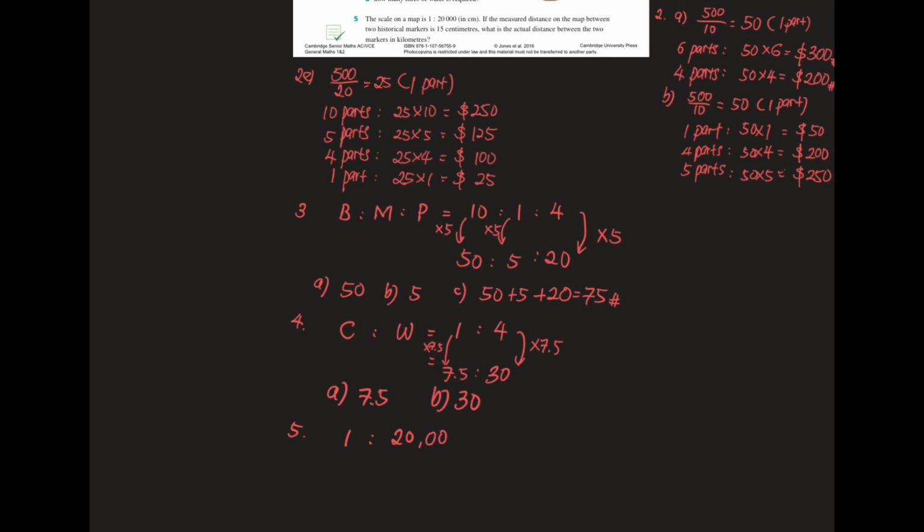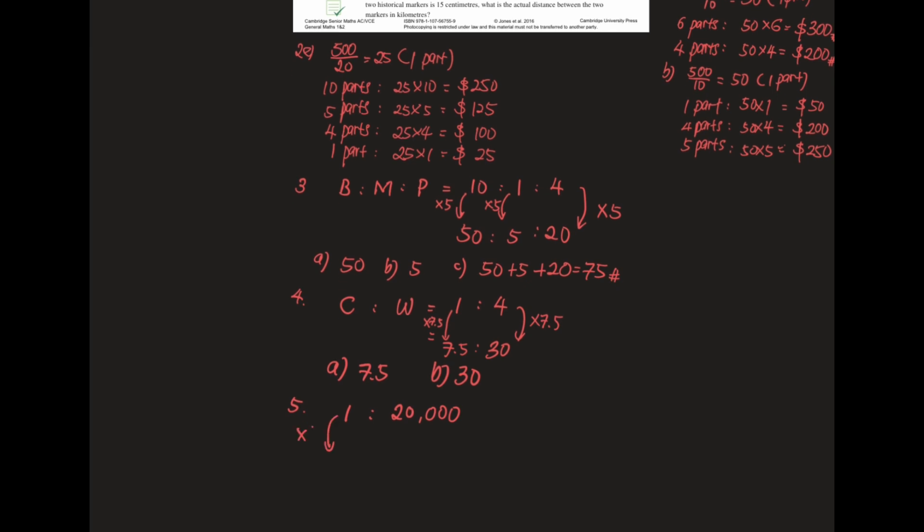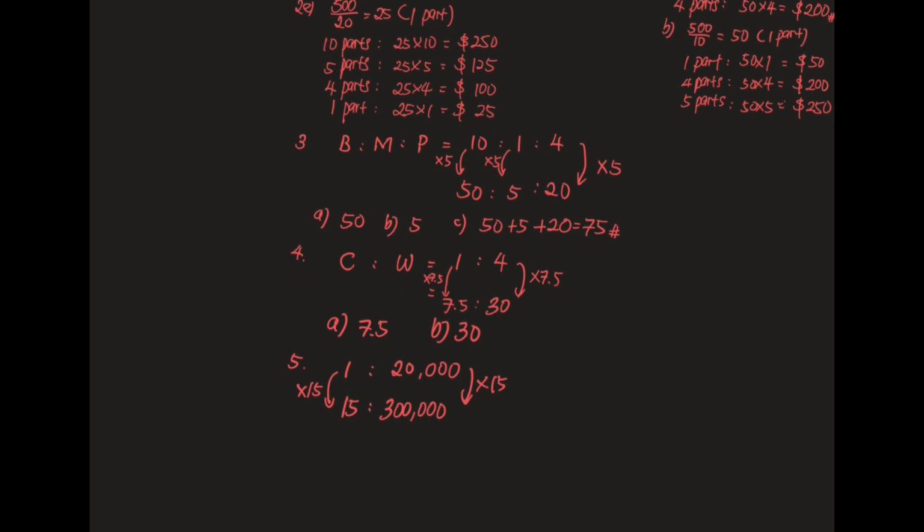Okay, so we have 1 to 20,000. Now the question said that the distance on the map is 15 cm. So that means we have to multiply this one with 15 to get 15 cm, and this one we have to multiply with 15. 20,000 multiplied with 15, we get 300,000. So that is the actual distance.